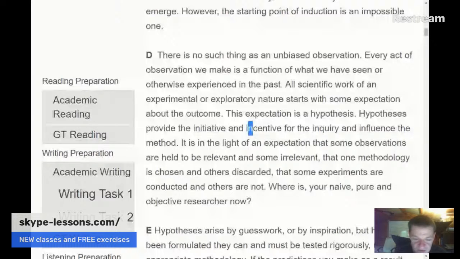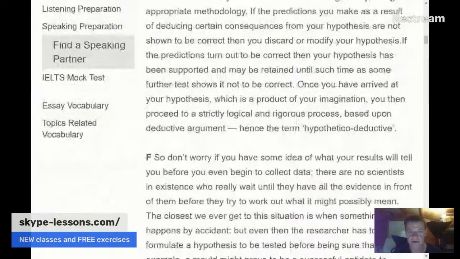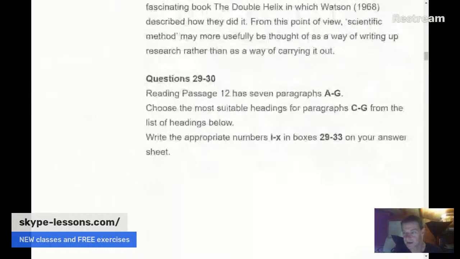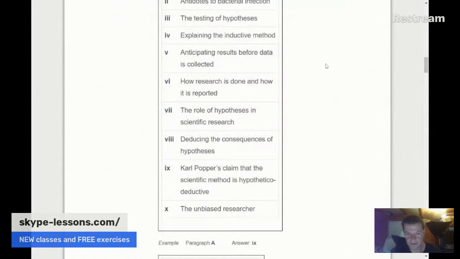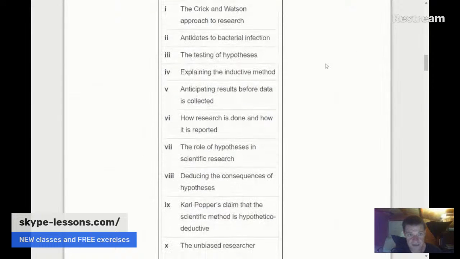Where is your naive, pure and objective researcher now? And this is the point, that nobody who is a scientist is naive, pure or objective. They all have prejudices, and we all do. And I could say this not just about scientific method, but also about a number of other topics as well. So let's zoom out a little bit. Okay, here are our 10. We've got all 10 here.